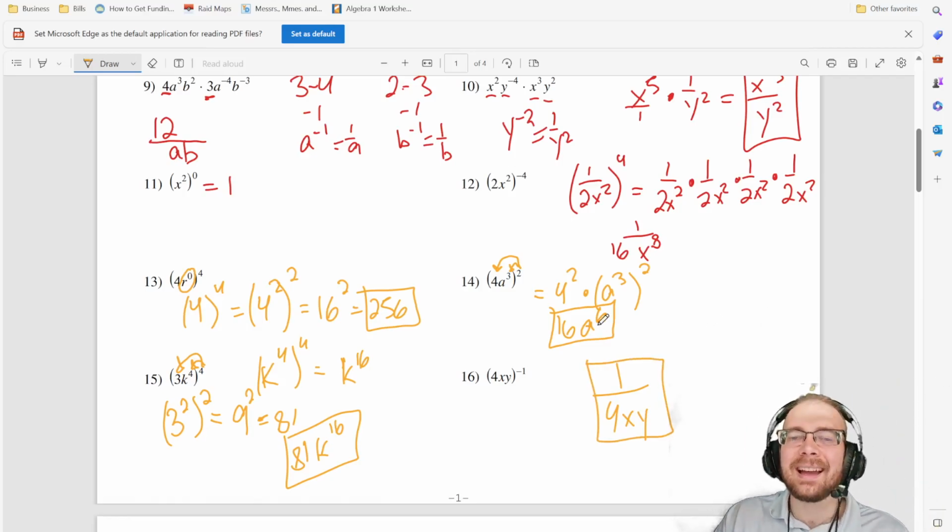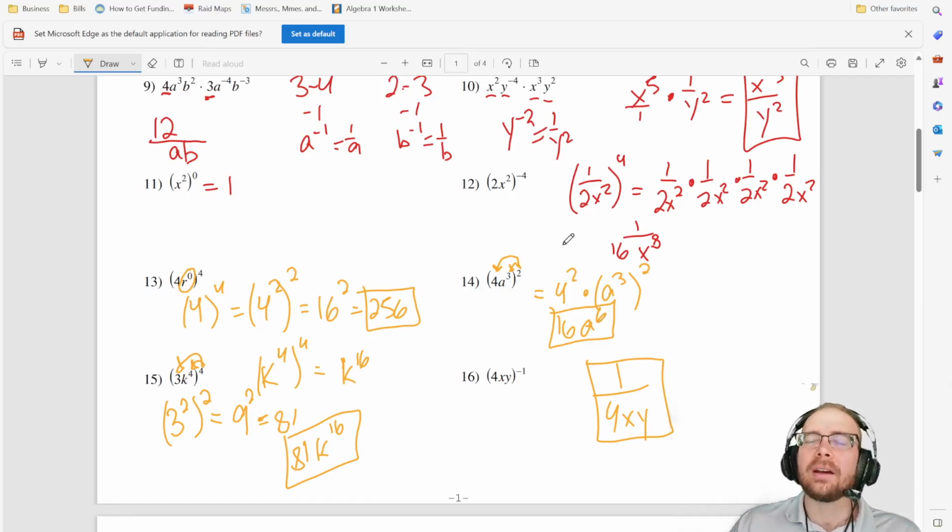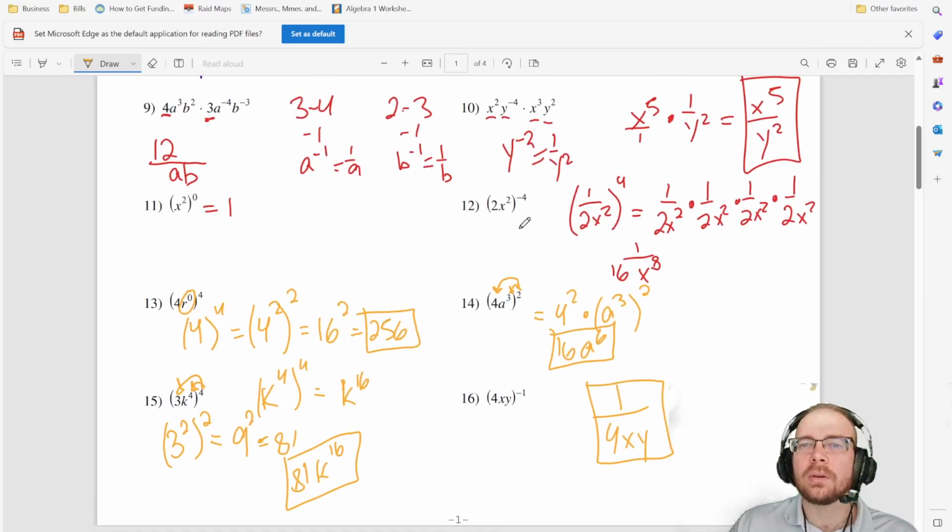And that is actually the end of this half of the worksheet. I'll post the other half another time, but wanted to keep it a little bit more on the short side, so that's what I did.